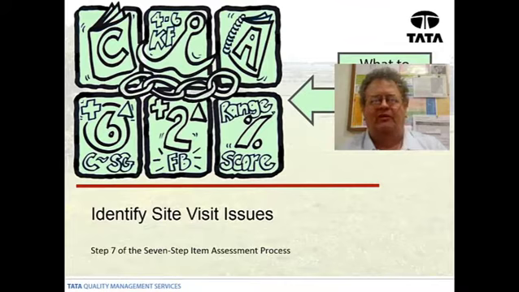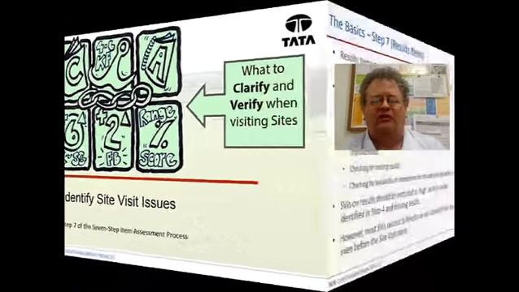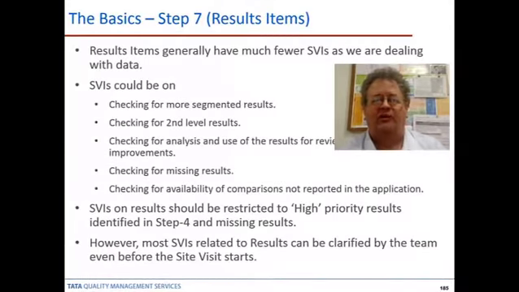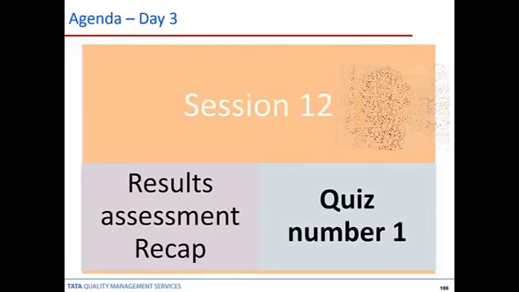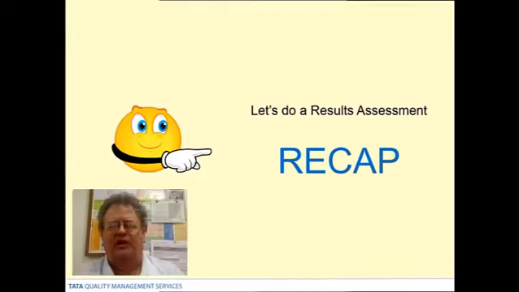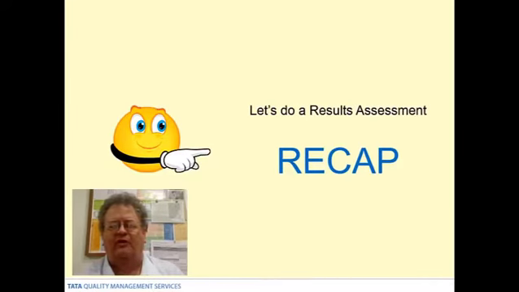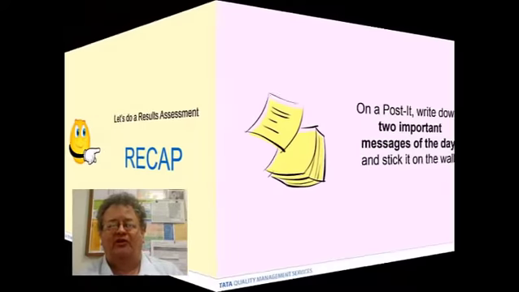Okay, then at this point we move on to step 7, which is preparing the material for the site visit. So it's clarifying and verifying what the site visit issues would be. Same kind of overview as we've done in the process items. And then finally, at the end of the day, we do a recap of what they've picked up in the results assessment overview, and always leave yourself open for conversations about how that might relate to what they were doing in the process assessment as well.